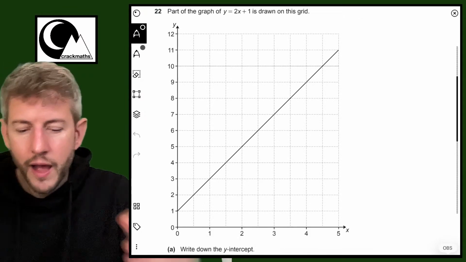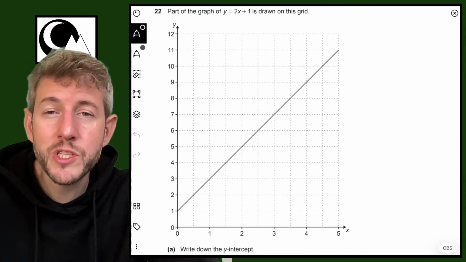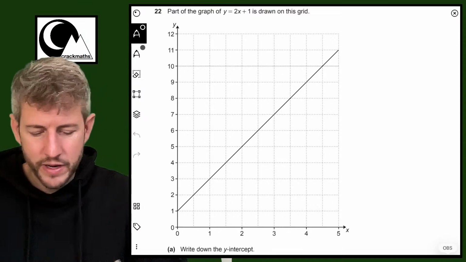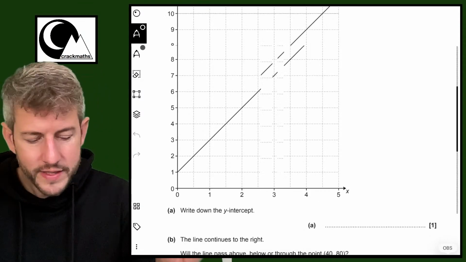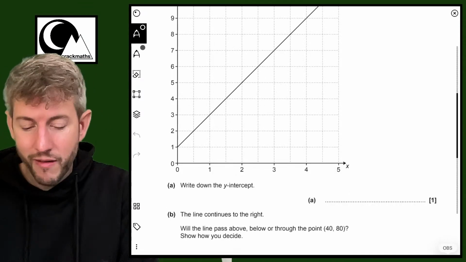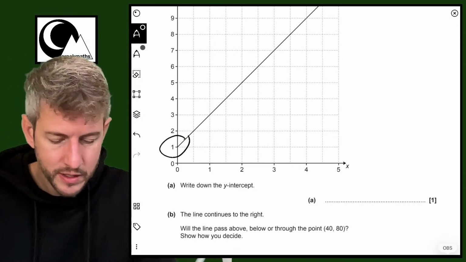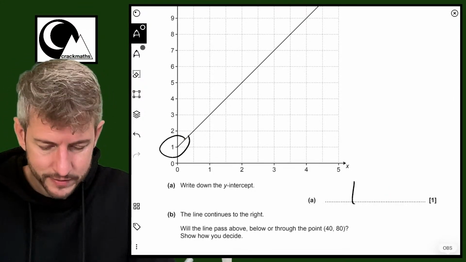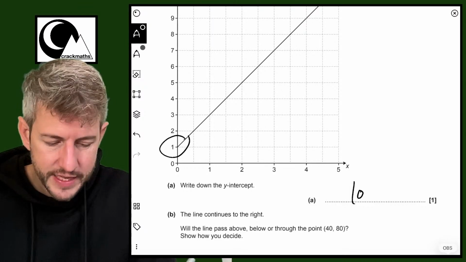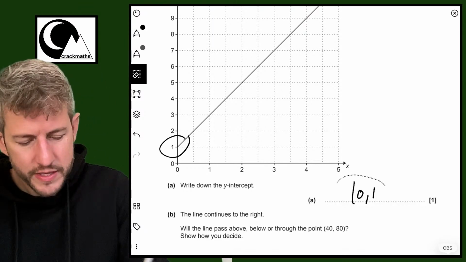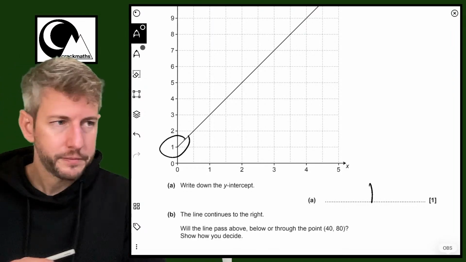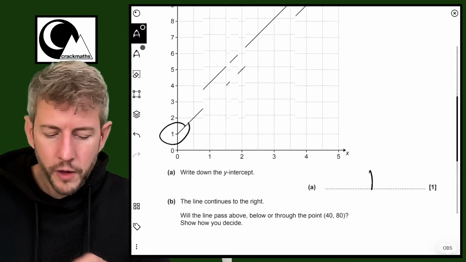So, part of the graph of y equals 2x plus 1 is drawn on this grid. Write down the y-intercept. So the y-intercept is where it crosses the y-axis. So that's here. So that is at 0, 1. But they might just want you to say 1. Okay, so the y-intercept is 1.